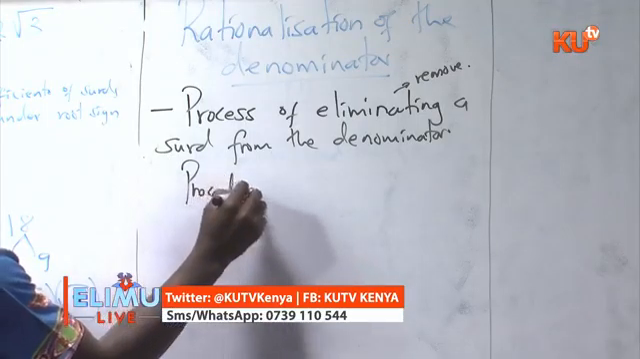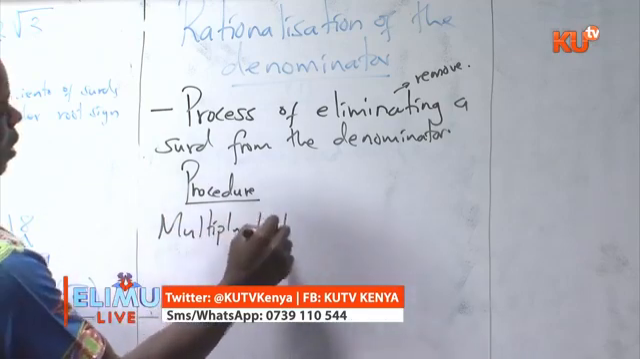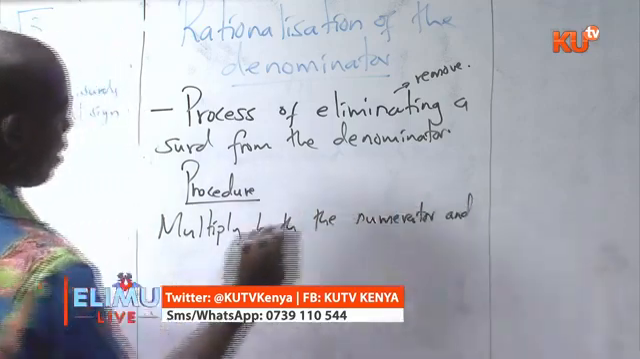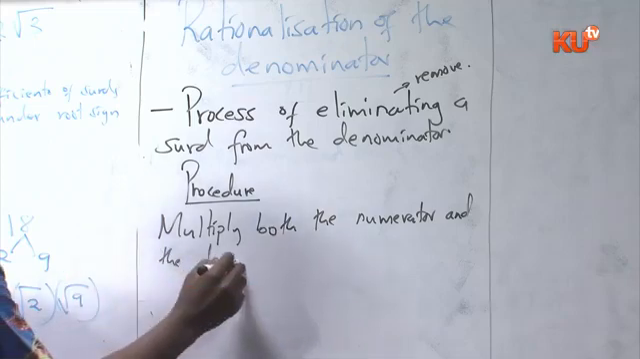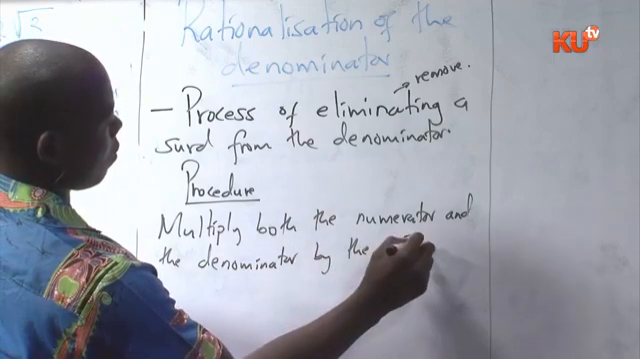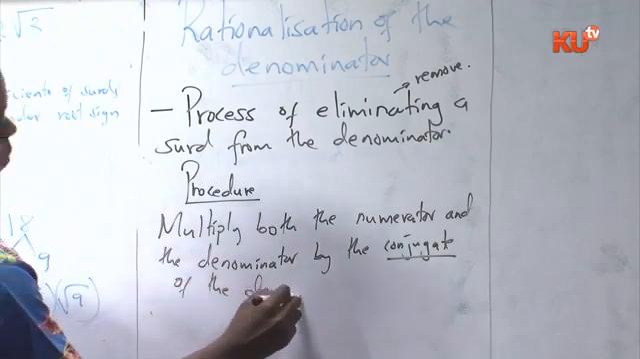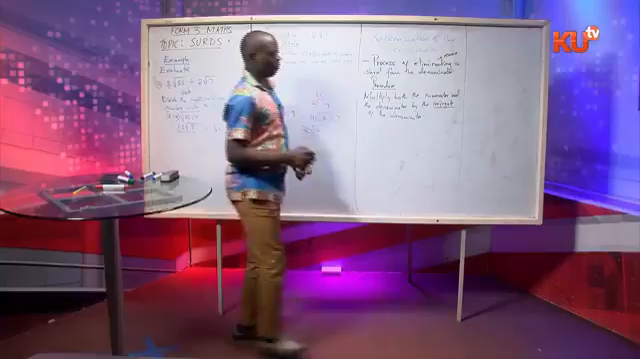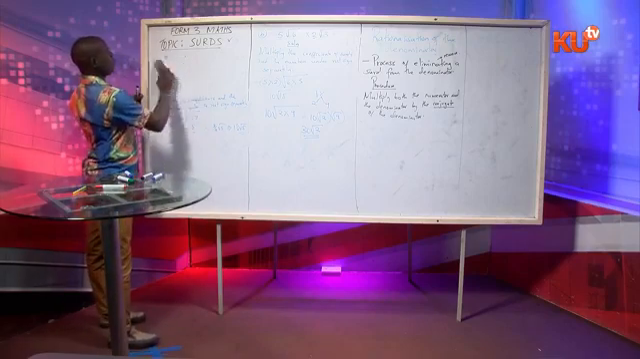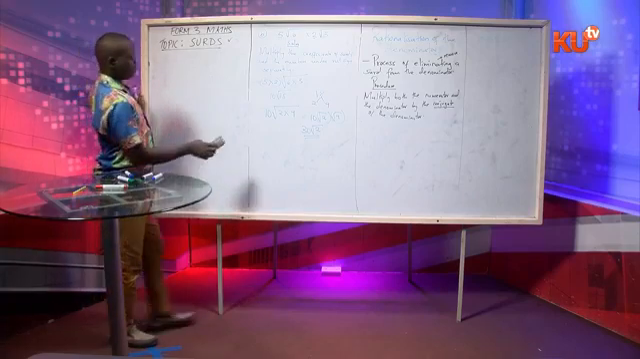Simply procedure. Simply multiply both the numerator and the denominator by the conjugate of the denominator. That is the step that we follow. If you want to rationalize the denominator, what you do is identify what's the conjugate of the denominator and multiply both the numerator and the denominator by that conjugate.